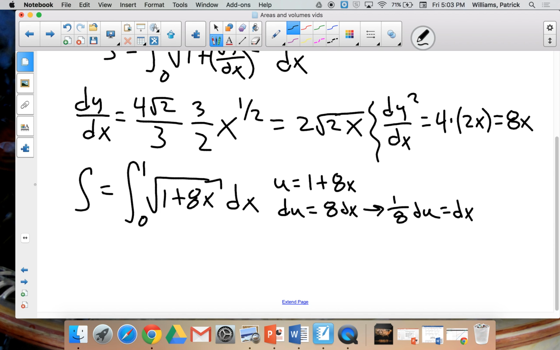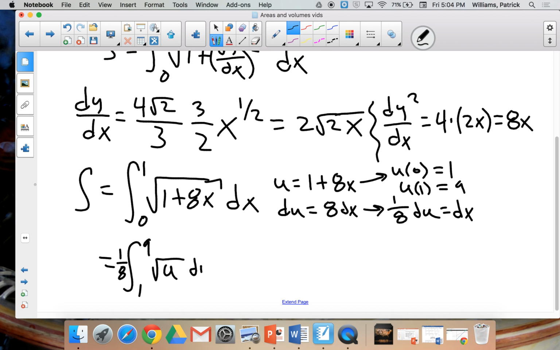We can also swap our limits of integration. So u of 0 is now 1 plus 8 times 0, which is 1, and u of 1 will be 9. So this becomes the integral from 1 to 9 of the square root of u. Actually, I'll put the 1/8 out front here: 1/8 square root of u du, which would give us 1/8 times 2/3 u to the 3/2 from 1 to 9.